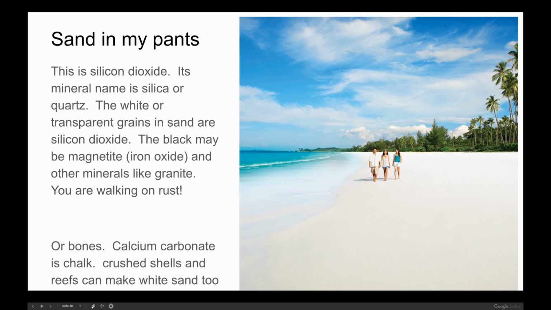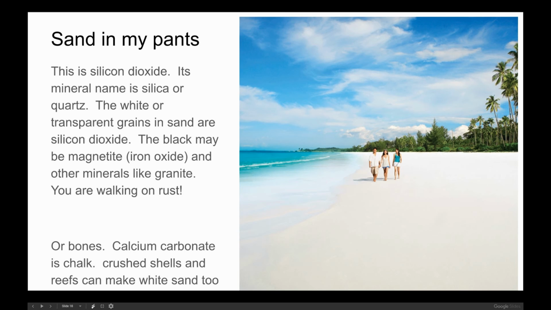There's granite parts and probably like human body parts from a long time ago. The only other possibility for the sand to be white is it's chalk, calcium carbonate, which means it's made up of bones. Not people bones, but bones like from sea creatures and shells and stuff.